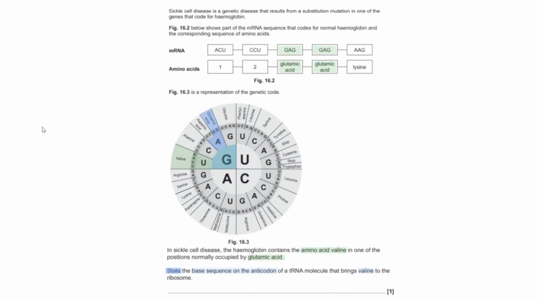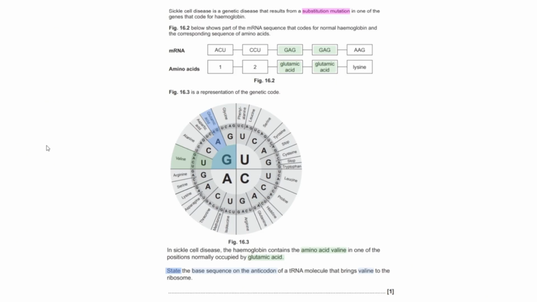The question has stated that sickle cell disease is a genetic disease that results from a substitution mutation in one of the genes that code for hemoglobin. This is important information that is often overlooked because it means that only one base has changed from an existing sequence to produce this mutation, which happens to be the amino acid valine instead of glutamic acid.